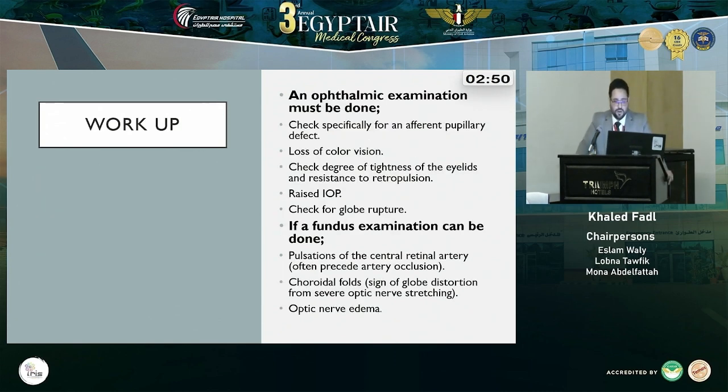For the workup, an ophthalmic examination must be done, checking specifically for any afferent pupillary defect, loss of color vision, degree of tightness of the eyelid and resistance to retropulsion, raised intraocular pressure, and globe rupture. If fundus examination can be done, pulsation of the central retinal artery, choroidal pulse, and optic nerve edema should be looked for.